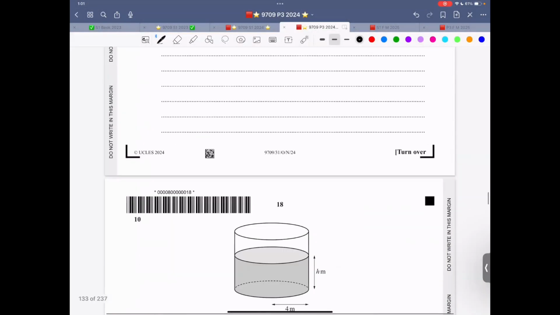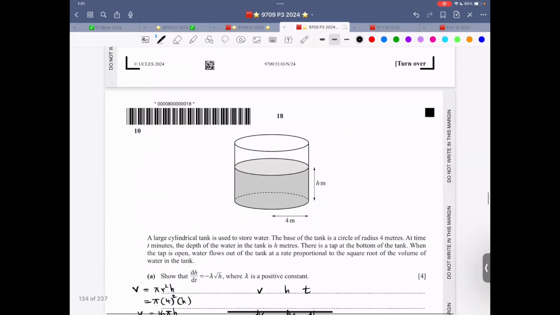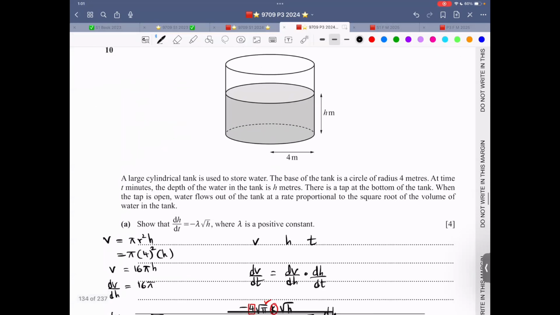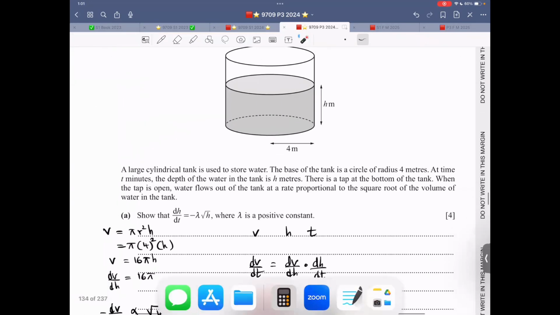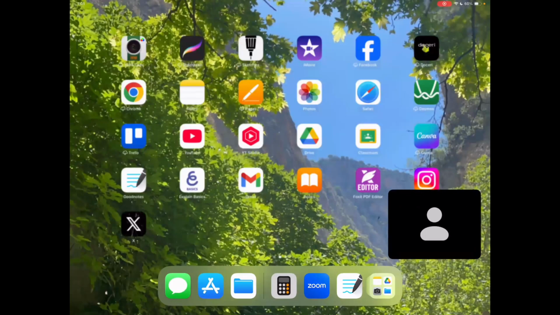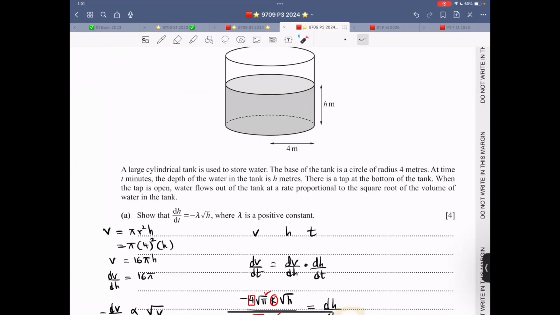So now this is question number 10, and this looks like a differential equation question. The question says, let me just double check the recording thing. Yes, it's recording on. And over here, it says a large cylindrical tank is used to store water. The base of the tank is a circle. Of course, it's a cylinder.